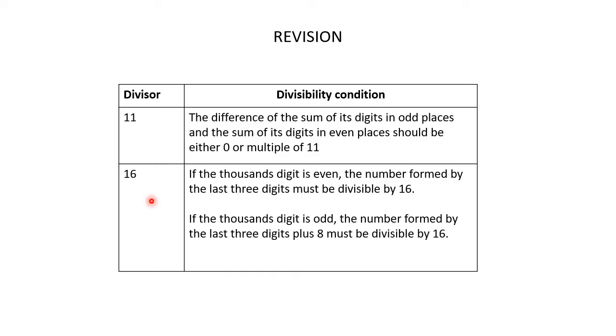For a number to be divisible by 16, you have to consider the thousands digit. If the thousands digit is even, then the number formed by the last 3 digits of the given number must be divisible by 16. However, if the thousands digit is odd, then the number formed by the last 3 digits plus 8 must be divisible by 16. Then the given number will be divisible by 16.